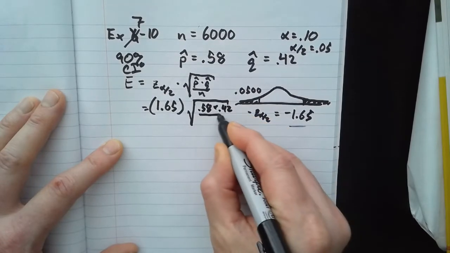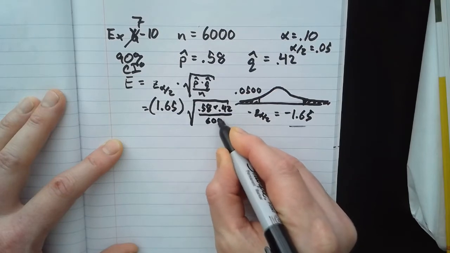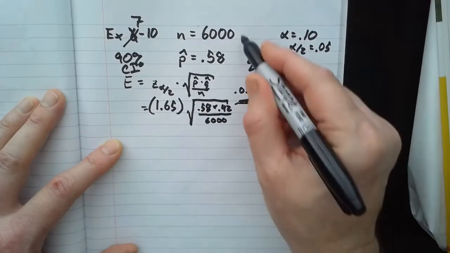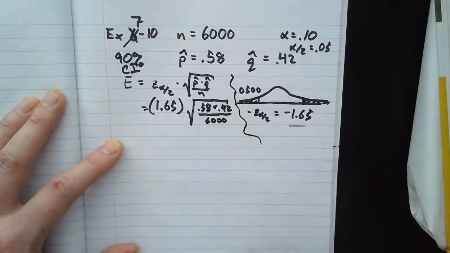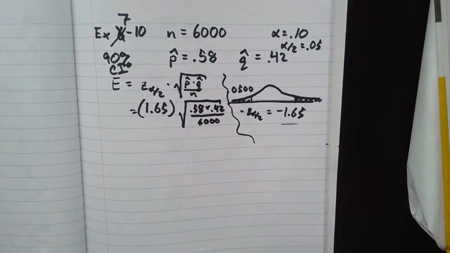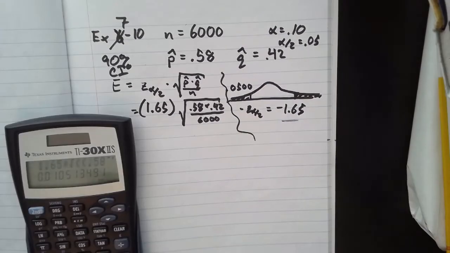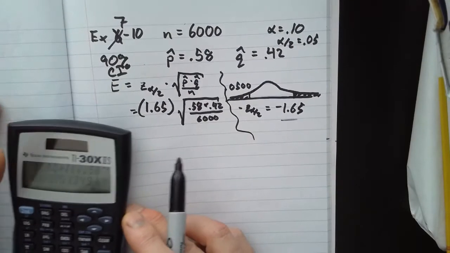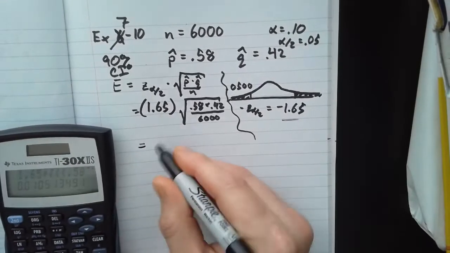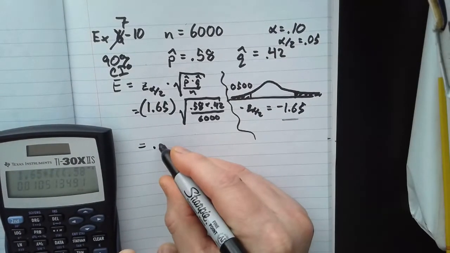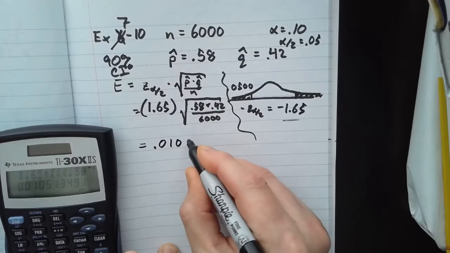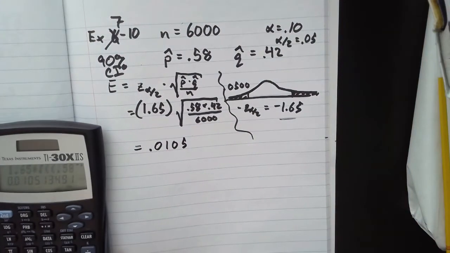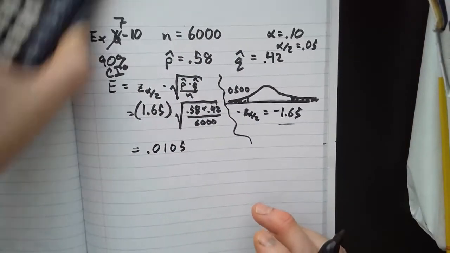All right, for the square root portion of this, we're going to have 0.58 times 0.42, all divided by 6,000, and all of that is happening inside the square root. Okay, so now I will have to pause to grab the calculator. Let's go, calculator. Okay, so I got the calculator out and I just punched everything in. And so here we get 0.0105. We'll just cut it off there, round it off.